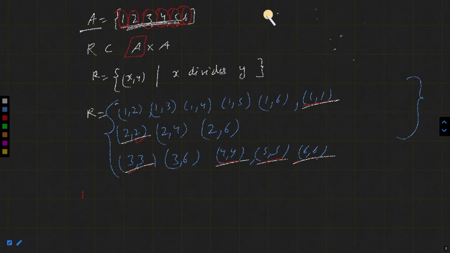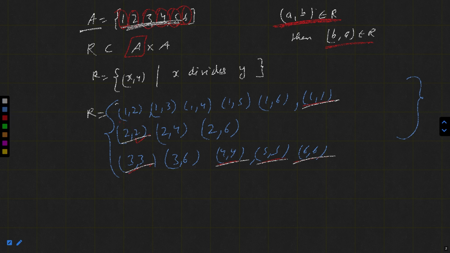Now let's talk about what symmetricity says. Symmetric relations are: if (a, b) belongs to R, then (b, a) also belongs to R. Whenever this happens, then this also happens. Then only we can say that my relation is symmetric.